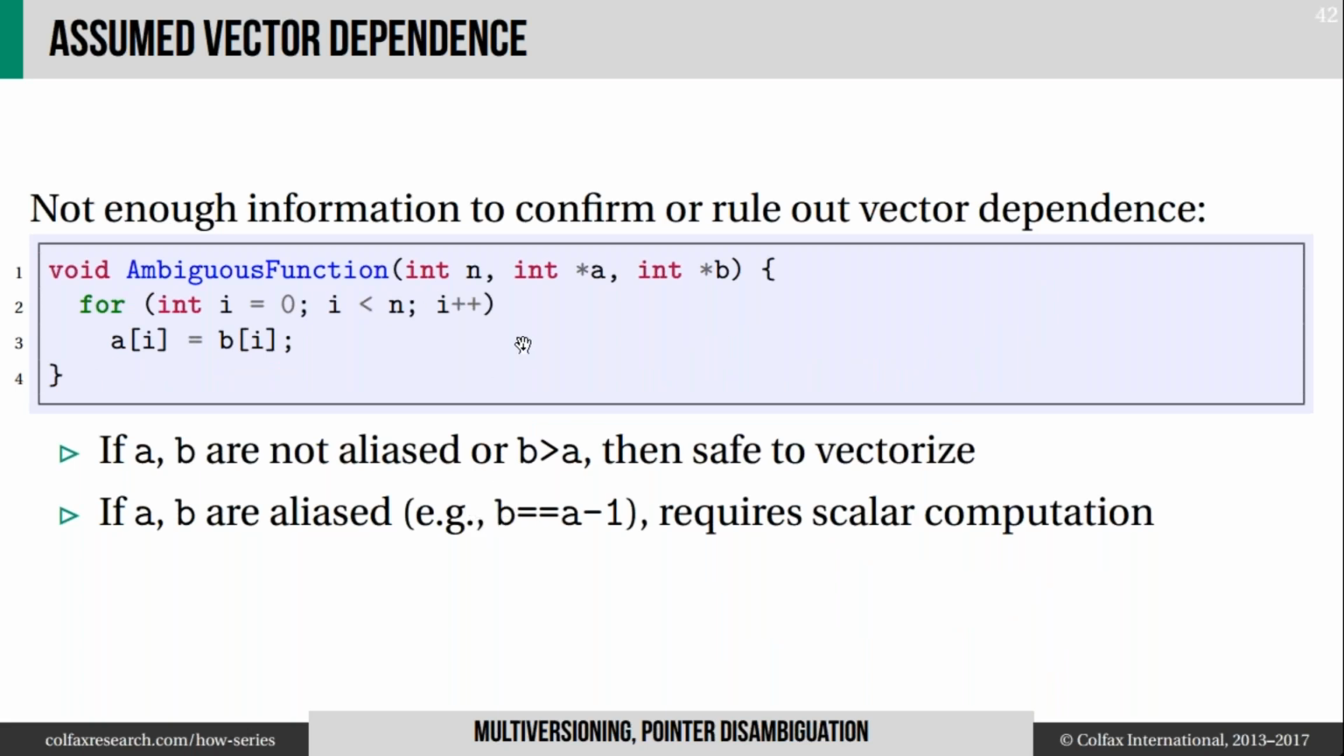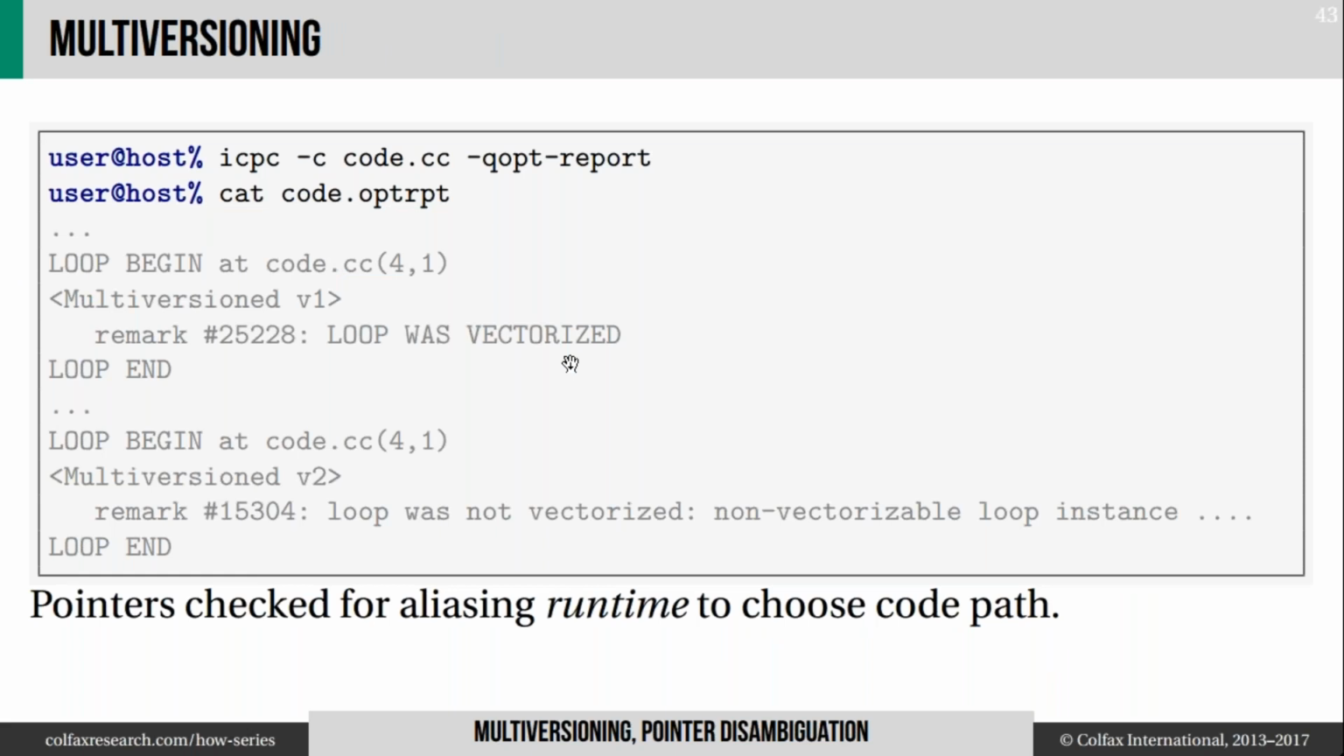The compiler, looking at this code, may do one of two things: refuse to vectorize or implement multiversioning. Multiversioning will be reflected in the optimization report like this: version 1 vectorized, version 2 not vectorized. It means that the compiler implemented two code paths. One code path will be taken if the pointers are not aliased. The other will be taken if pointers are aliased. And at runtime, the code will check which path to take. This is convenient because your code is general.